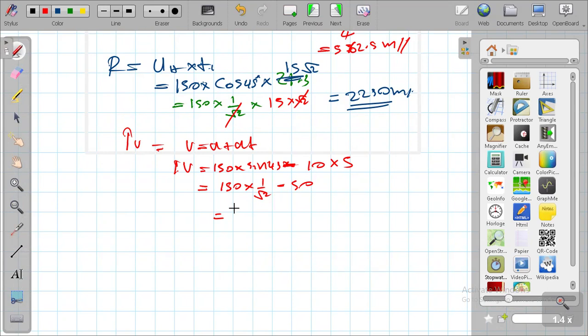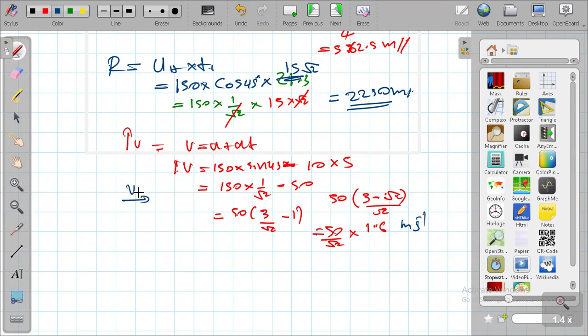50 out 3 over 2 minus 1, .4, that means 1.6, something like this. And finally, you have to find out the horizontal velocity as well.